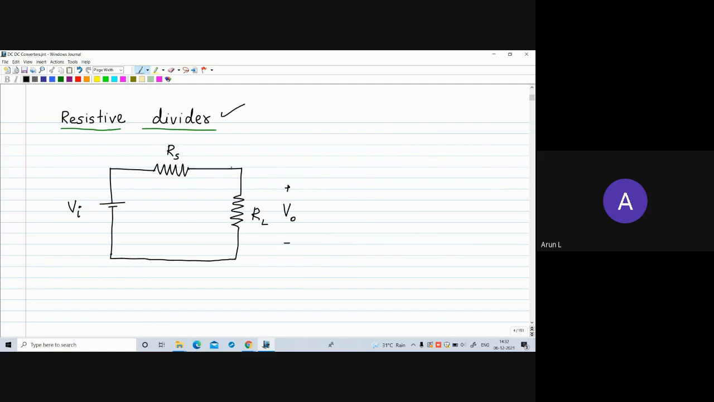Resistive divider means you introduce an additional resistance Rs in series with the source. So this is a very simple circuit. If we add an additional resistance in series with the source, what will happen? Some amount of voltage will be dropped across Rs, and we can select Rs properly so that a desired voltage Vo will appear across the load. So this is the simplest solution possible when Vi is greater than Vo.